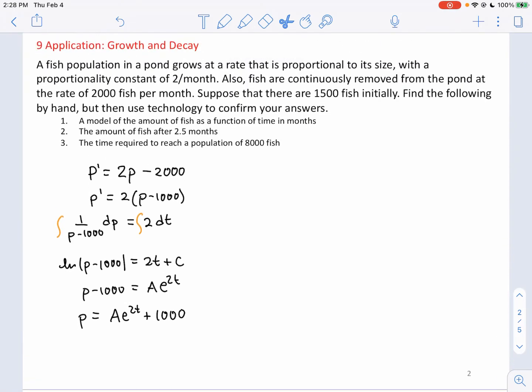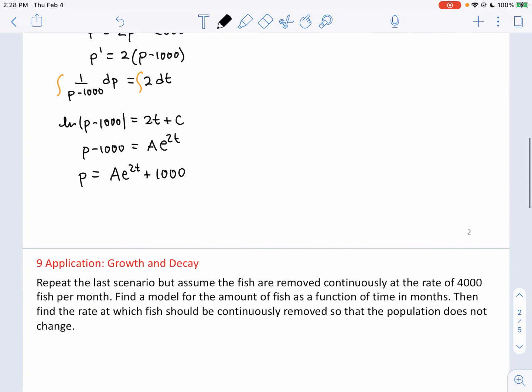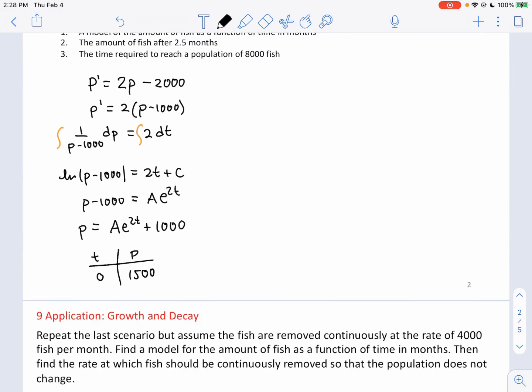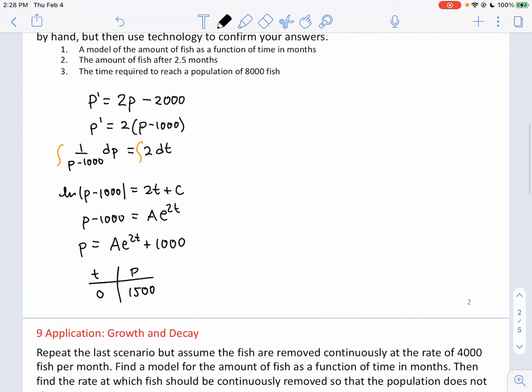Looking back at our prompt, we have supposed that there are 1,500 fish initially. So we do have a point of data. We know that if I were to make a table, it would be at time 0 that the population is 1,500. So we can plug that information in and try to find A. So 1,500 equals A e to the 2 times 0 plus 1,000. So minus 1,000, e to the 0 is 1, so A is just 500.